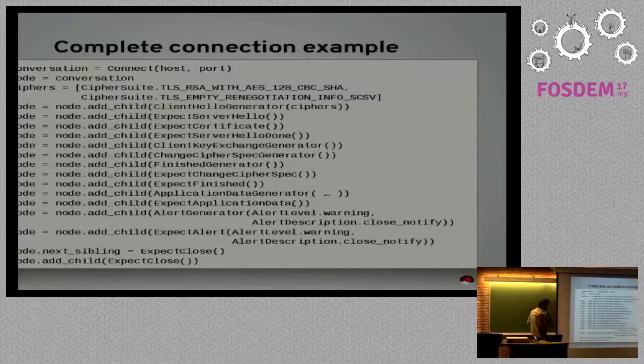Okay, so if we want to make a complete connection, this will look something like that. So we again have the client hello generator. Then we expect the server hello, then some more messages which are typical for the communication. And at this point, we send to the server some kind of data. Here it could be like a HTTP GET or something like that, and then we can expect application data from the server. So on the TLS protocol fuzzer level, we can basically do HTTPS requests and stuff like that.